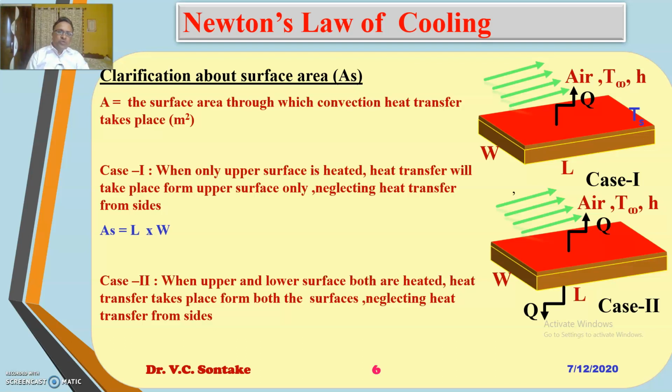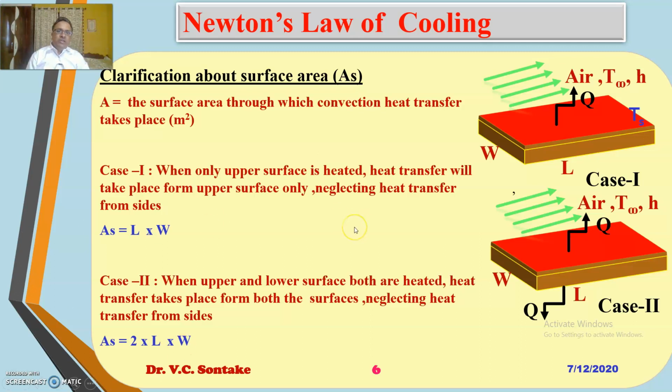In this case too, in order to calculate heat transfer by convection, the surface area will be twice L into W, because the surface area of one side is L into W and we have two such surfaces from where heat transfer is taking place. So the surface area will be 2 into L into W. This way we can calculate this surface area.